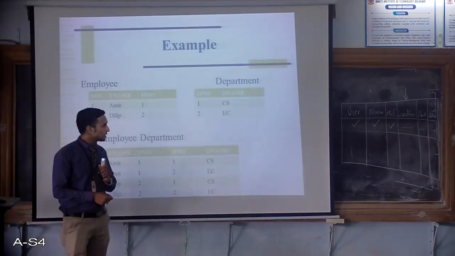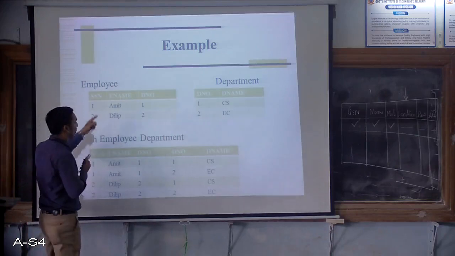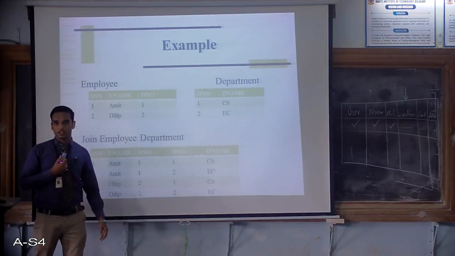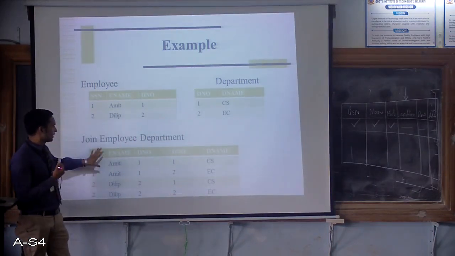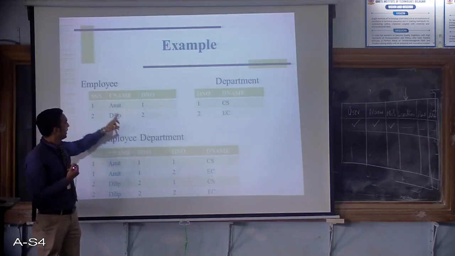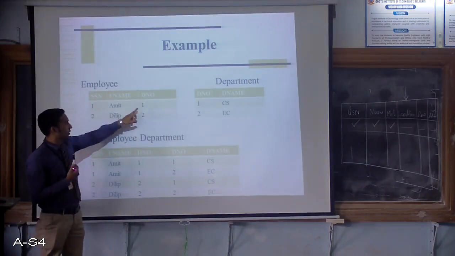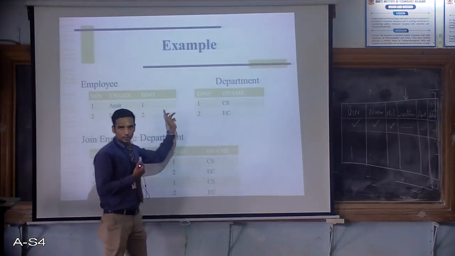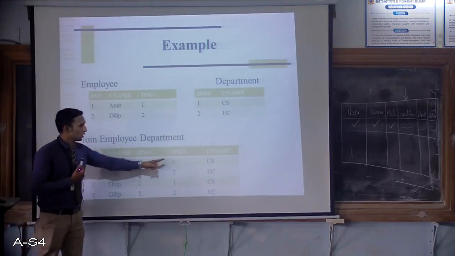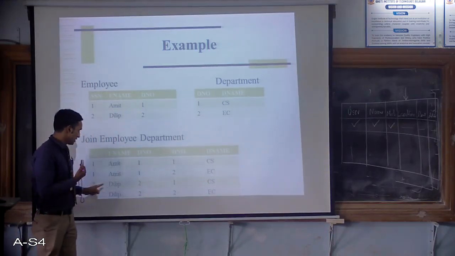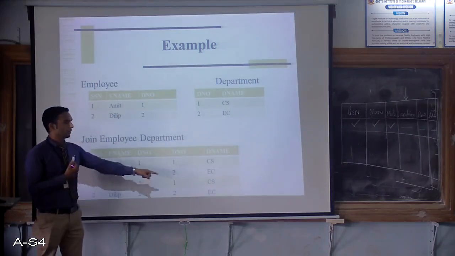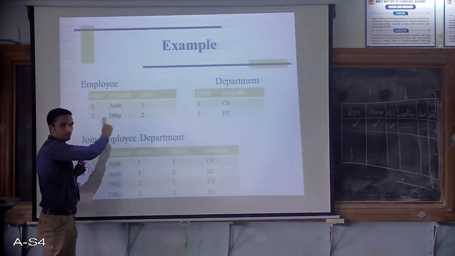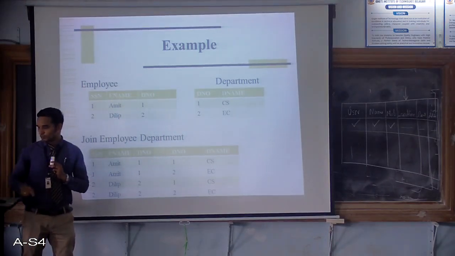Now look at these two tables. There is a table by name employee and there is a table by name department. If I join them naturally, I'll get a join table like this for employee and department. Employee SSN 1 Amit, department 1 is joined with 1 CS, 2 EC, the natural join I am talking about. So Amit is joined with CS, again Amit is joined with EC, Dilip is joined with CS, Dilip is joined with EC. So when you go for a natural join, this is the table I get when I join those two tables, employee and department. But now look at this part.